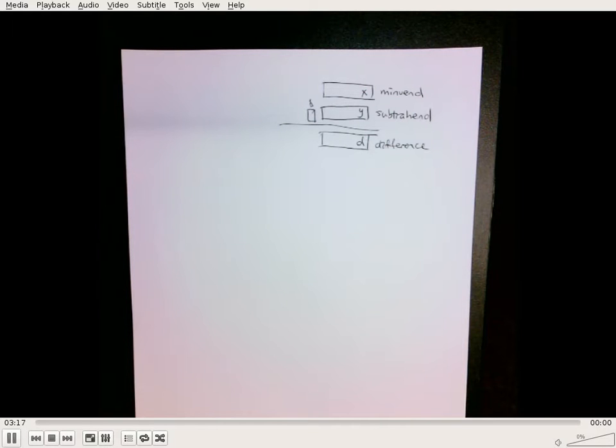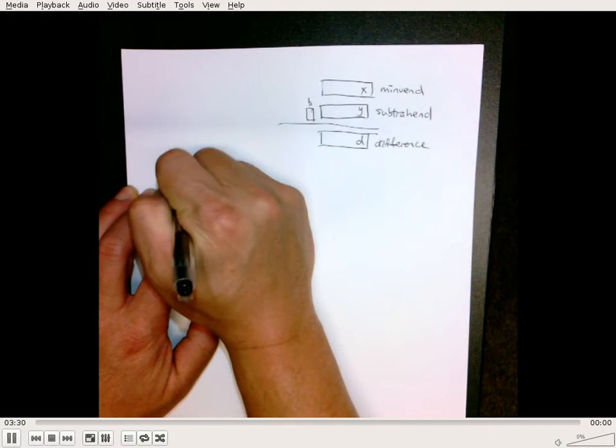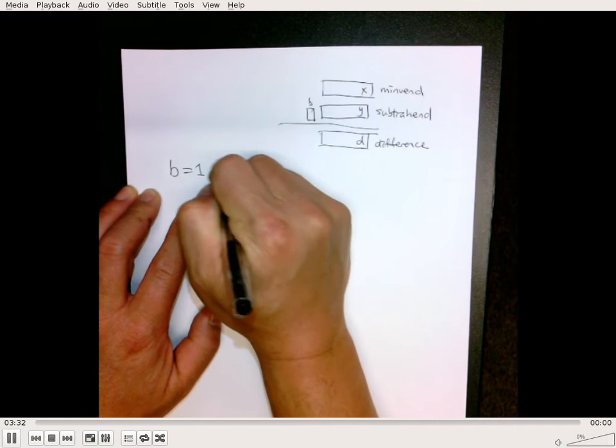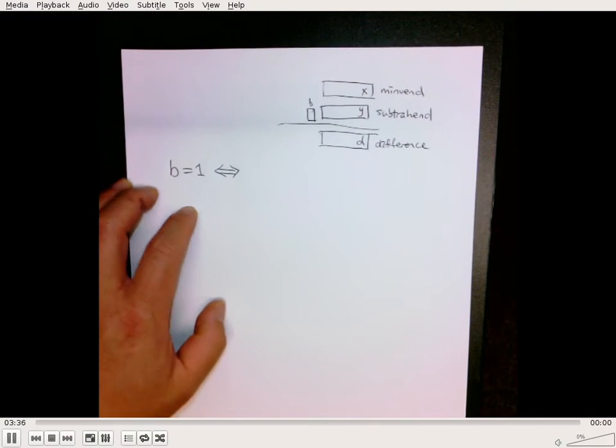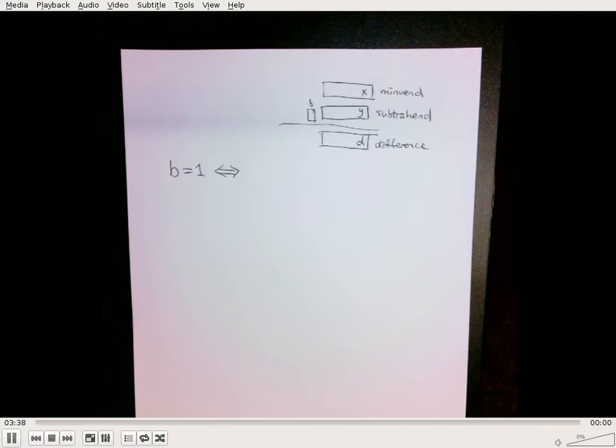So if you're only dealing with unsigned values, the borrow flag by itself is going to indicate whether the minuend is less than the subtrahend or not. Okay, so I'm just going to write it down here. b equals 1 if and only if. This is the symbol to represent if and only if, which is really kind of important. I cannot say if, I cannot say only if, I have to say if and only if.